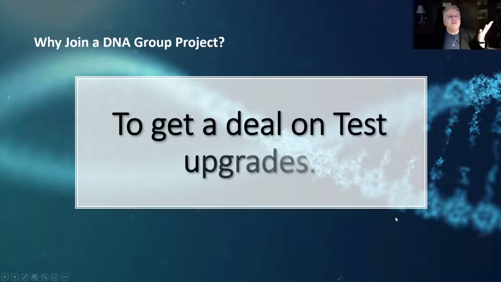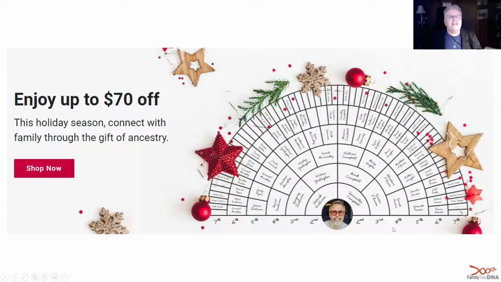Why else would you do it? Well, to get a deal on test upgrades. Family Tree DNA does offer special discounts to group projects. So if you want to do a DNA test, you may want to contact your surname or geographic area project administrator and say, do you have money in your bank account to help me out to get a test? And they may say yes.